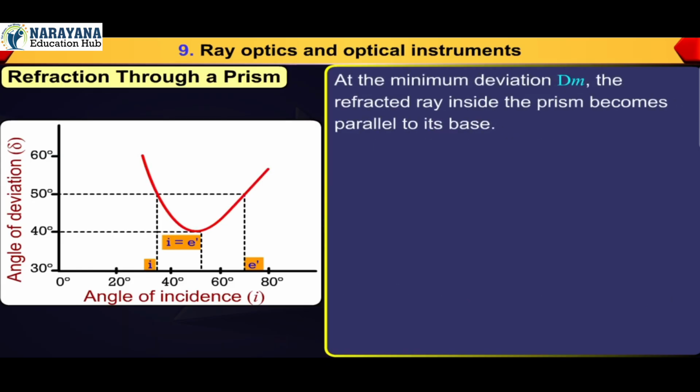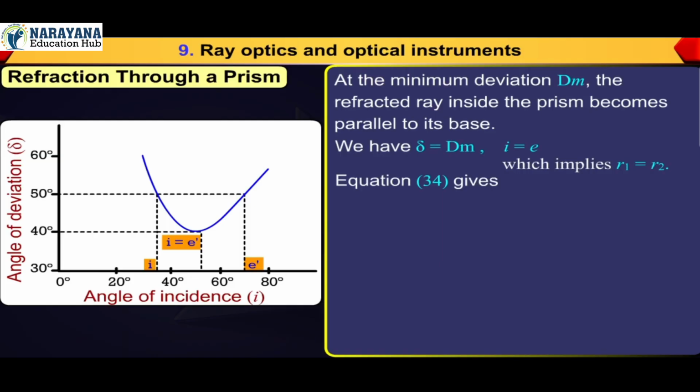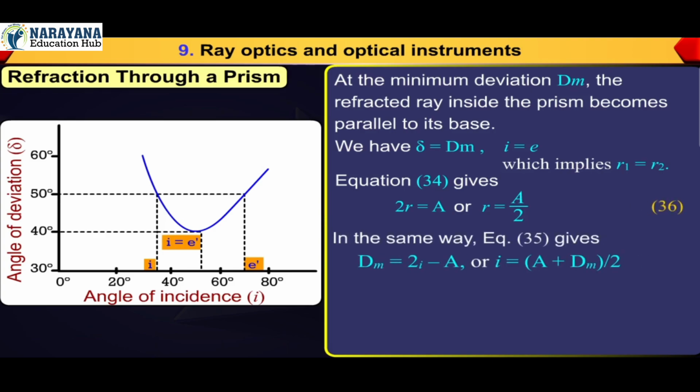At the minimum deviation dm, the refracted ray inside the prism becomes parallel to its base. We have delta is equal to dm, I is equal to E, which implies R1 is equal to R2. Equation 34 gives 2R is equal to A, or R is equal to A upon 2. Equation 36. In the same way, equation 35 gives dm is equal to 2I minus A, or I is equal to A plus dm upon 2.